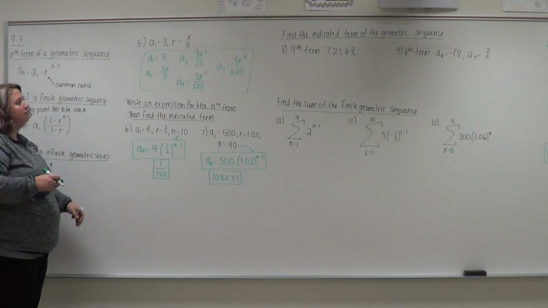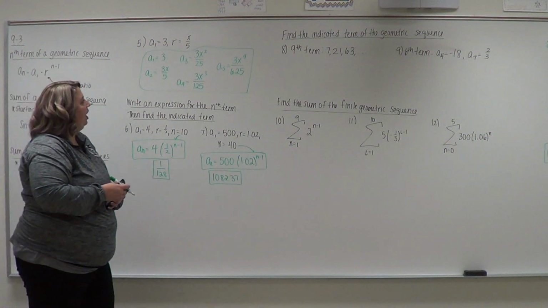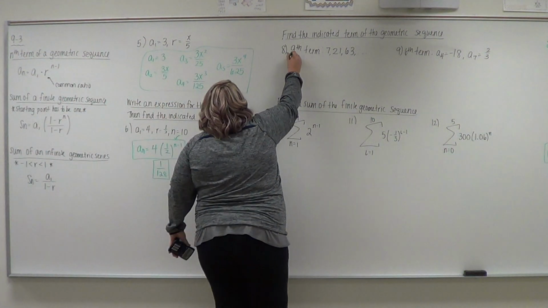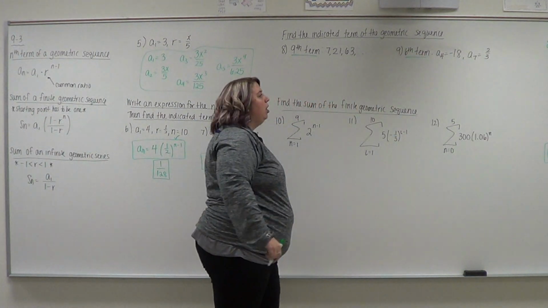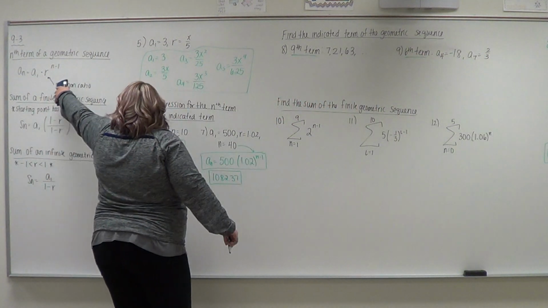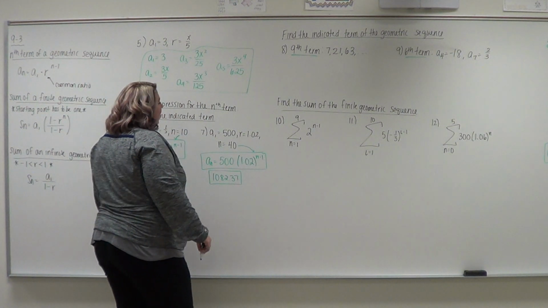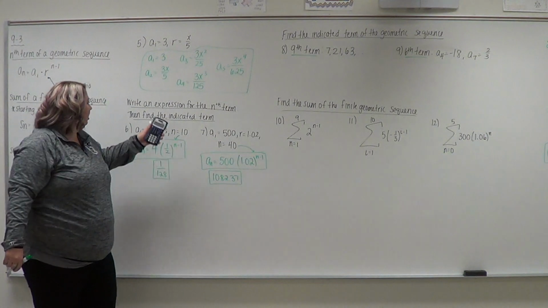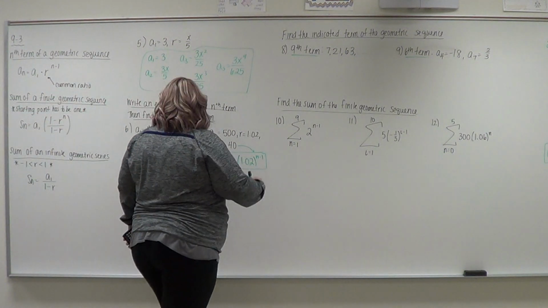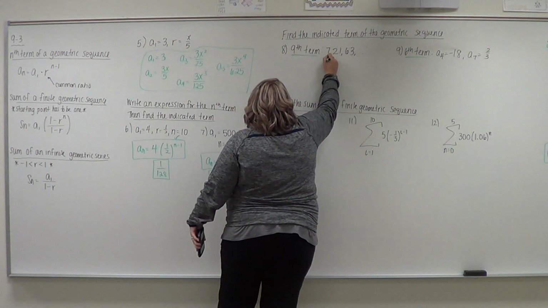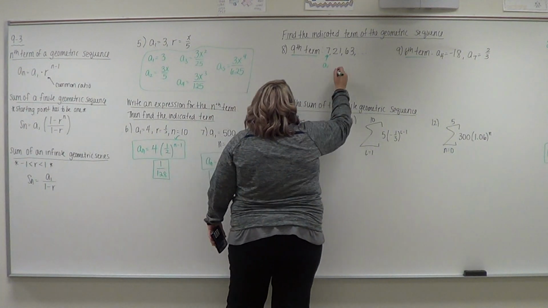Okay, 8 and 9 are similar, except you're just finding the indicated term. So on number 8, we're going to find the 9th term, and on number 9, we're going to find the 6th term. We're still going to use this equation, but we can go straight in and plug in n. Everything's not given to us as clearly as it was on 6 and 7, but we still have everything we need. So I need a_1. Well, a_1 is my first term. And then I'm going to need r.